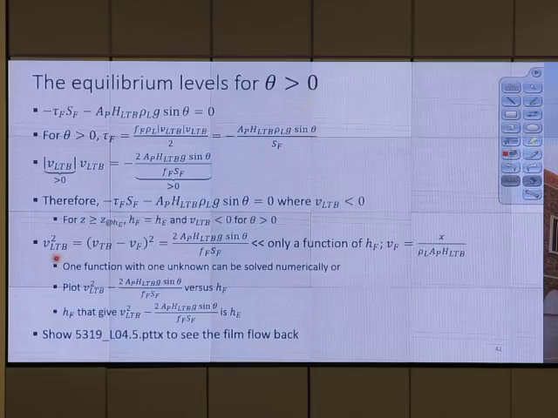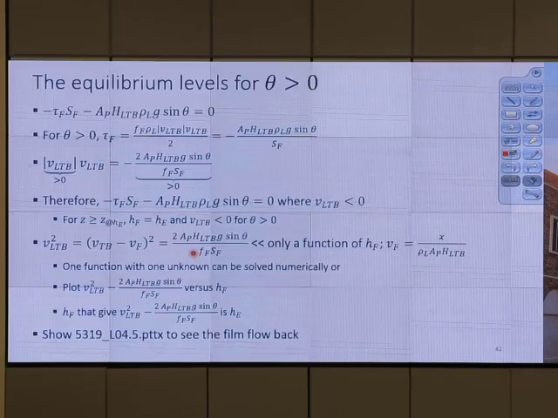VLTB square. Take a look at this term. VLTB is VTB minus VF, right? VF is the relative velocity, and by our definition, VTB minus VF is VLTB, correct? So this term squared is this part, the left hand side. And on the right hand side, I remove the negative sign because a squared thing has to be positive.